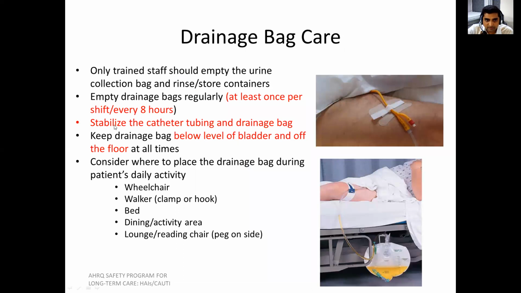Apart from that, we have already discussed all these parts: stabilizing the catheter tubing, the drainage bag, and position of the bag. It should be done by trained staff only. If not trained, then you have to train them. Here you can see this is also secured nicely on the medial aspect of the thigh.